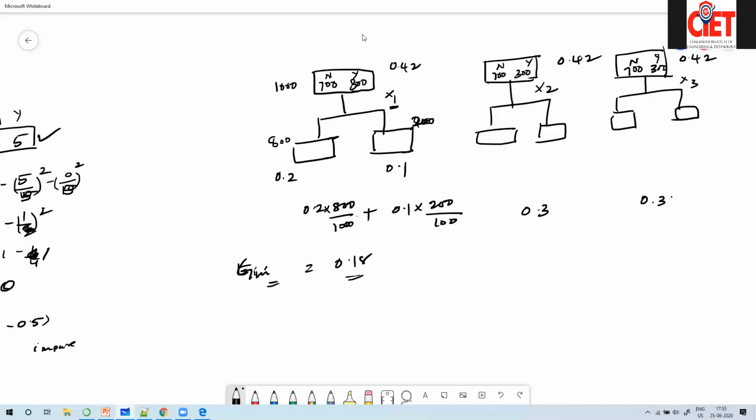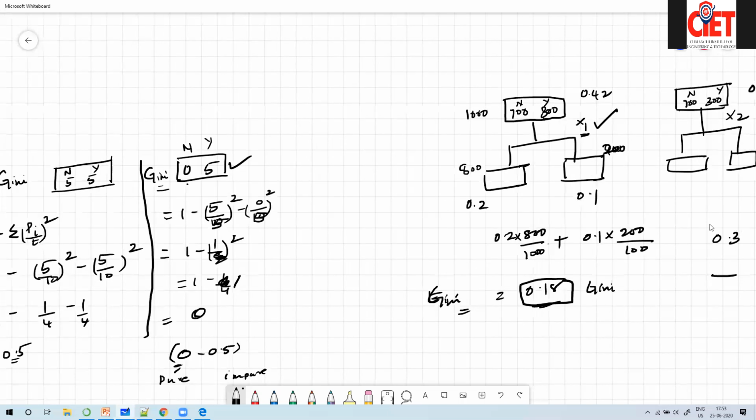To the maximum extent among these three variables, x1, x2, x3, obviously x1, because it is giving you the least value of Gini compared to the parent node. That's exactly what a decision tree does. It starts with a root node.